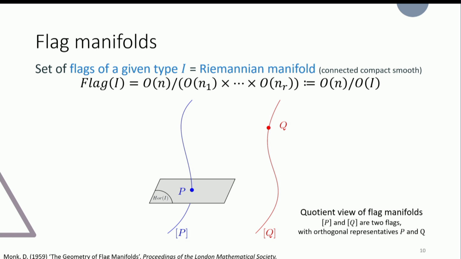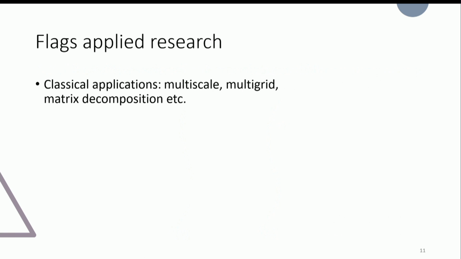And if you go into the theory, you can show that the set of flags of a given type is a smooth Riemannian manifold with a quotient space structure, being a quotient of the orthogonal group by some orthogonal subgroups relating to the rotations within the subspace of the orthogonal bases. So with that, flags are actually a generalization of Grassmannians and kind of a generalization of Stiefel manifolds, even if it's not exactly the same.